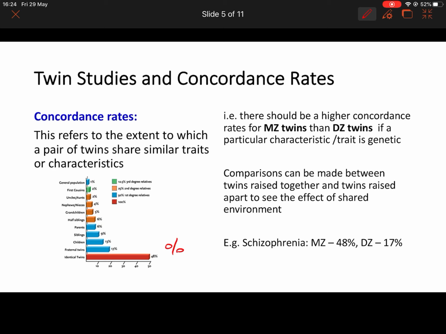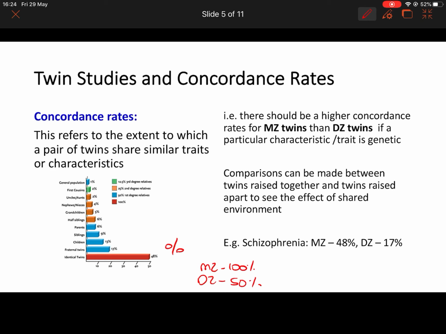So because we know the genetic relatedness of family members, so for instance we know that monozygotic twins share 100% of their genes and dizygotic twins share 50% of their genes, we can get an insight into whether a trait is likely to be inherited via genes passed on from that individual's parents, i.e. is it a genetic disorder?